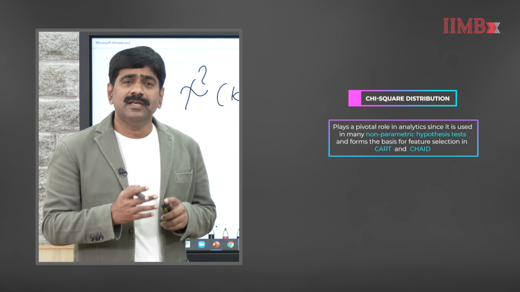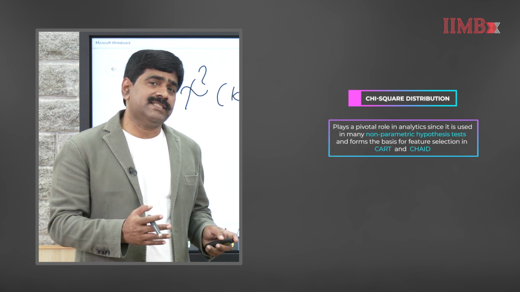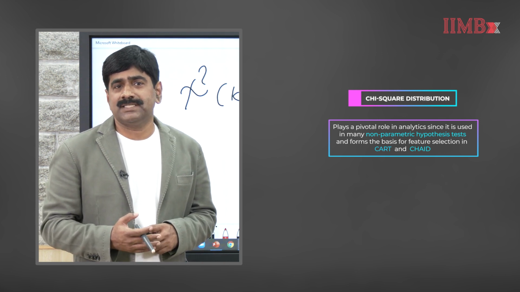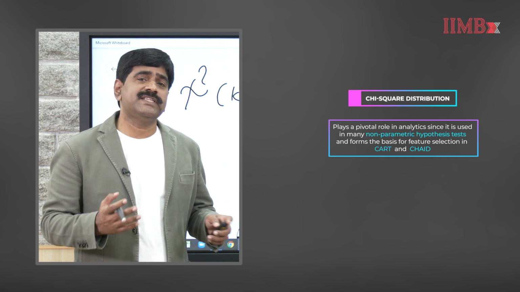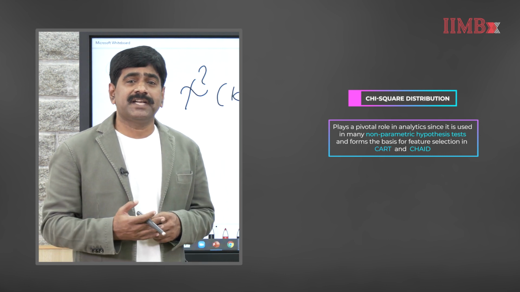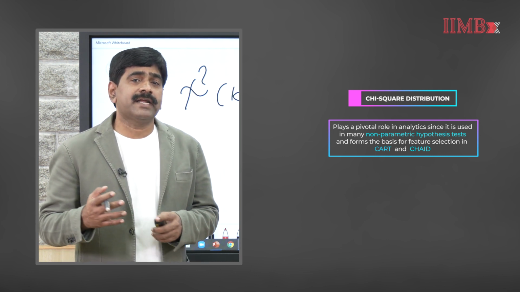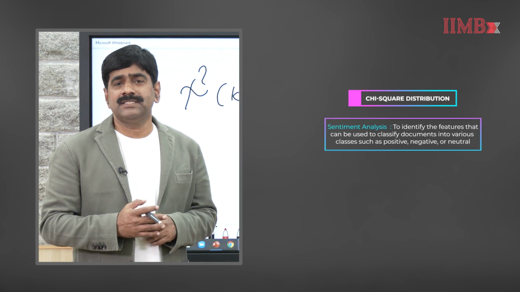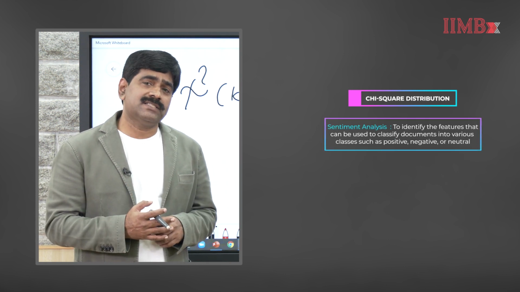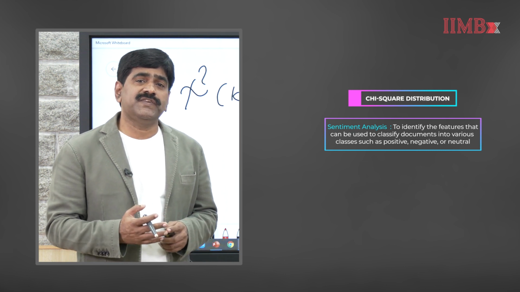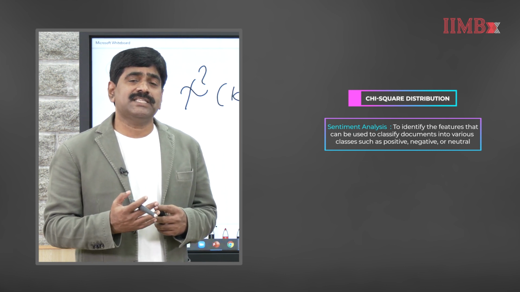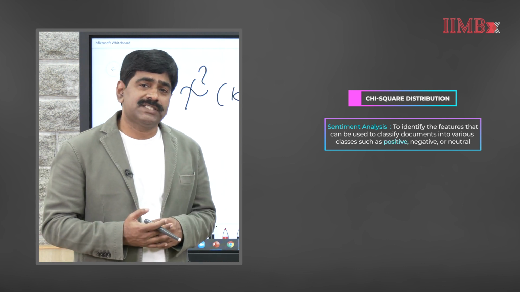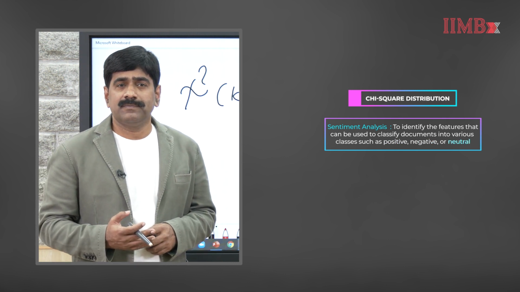Chi-square distribution plays a pivotal role in data science since it is used in many non-parametric hypothesis tests and forms the basis for feature selection in the classification tree technique, chi-square automatic interaction detection or CHAID. In sentiment analysis, the chi-square test of independence is used to identify the features that can be used to classify documents into various classes such as positive, negative or neutral.